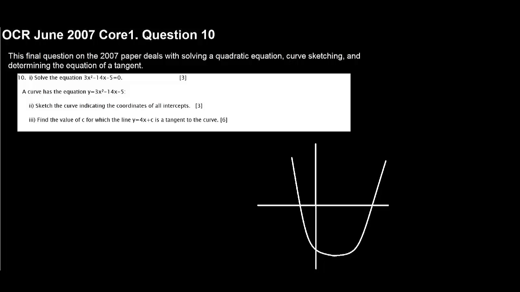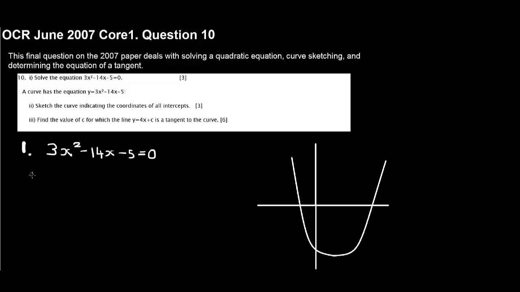Hello, it's Kev Randall. This is the final question on the OCR Core 1 Maths, AS Maths from June 2007. It's to do with solving an equation to start off with. So we've got this equation, 3x squared minus 14x minus 5 equals 0. And we'll look at the ways we could solve it.